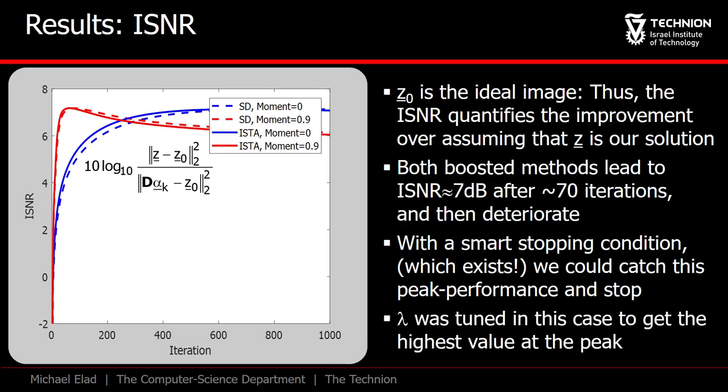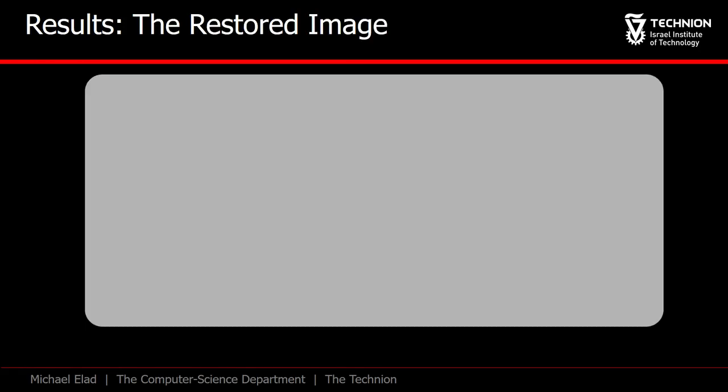One last comment. Remember that we said that lambda was tuned to get the best result? This is what we meant. We modified lambda to get the highest possible peak as seen here. Now let's look at the images we got.